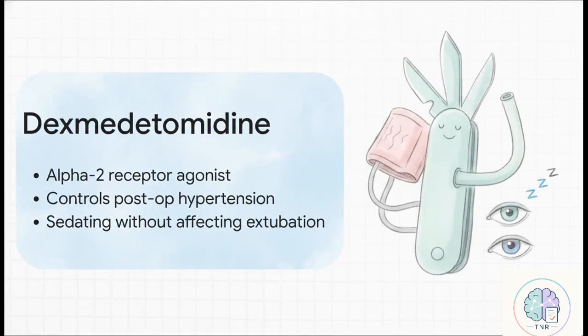Then we have dexmedetomidine, commonly known as Precedex. This is an alpha-2 adrenergic receptor agonist, and honestly, it's like a multi-tool. It controls postoperative hypertension, and it provides fantastic sedative qualities during those really delicate awake craniotomies, whether used alone or alongside propofol. But its most unique feature, it actively helps patients tolerate the endotracheal tube as they wake up. This facilitates a smooth extubation without relying on heavy sedatives or narcotics that might cloud up their neurological assessment.